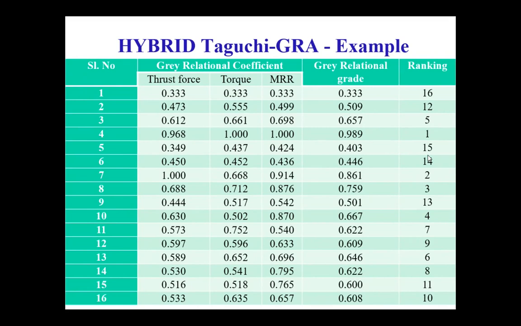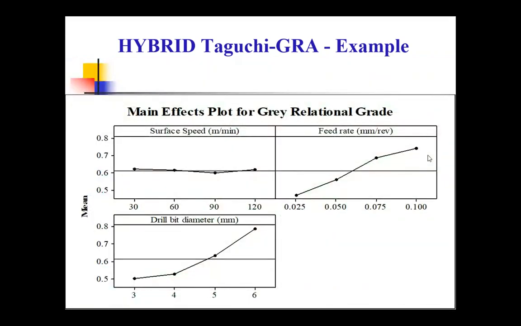So based on this gray relational grade, we are going to formulate a response table and then draw the mean effects plot. The maximum value determines the optimal condition. In the surface speed, 30 meter per minute is larger, so that is the optimum condition. In the case of feed rate, 0.1 millimeter per revolution is the best. And in the drill bit diameter, 6 millimeter produces higher metal removal rate alongside lowest cutting forces.